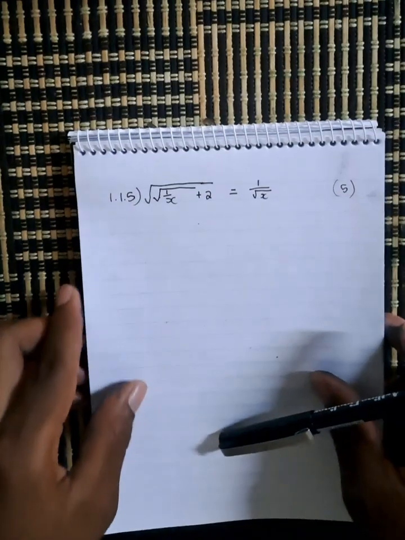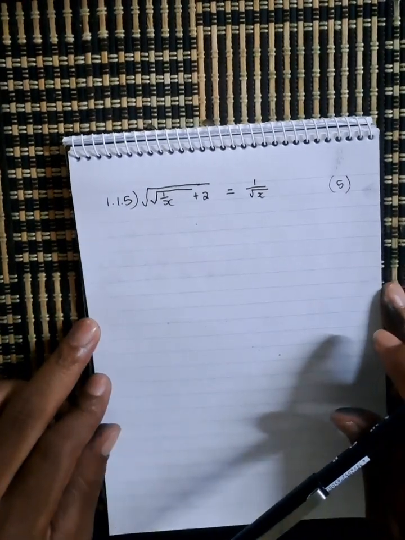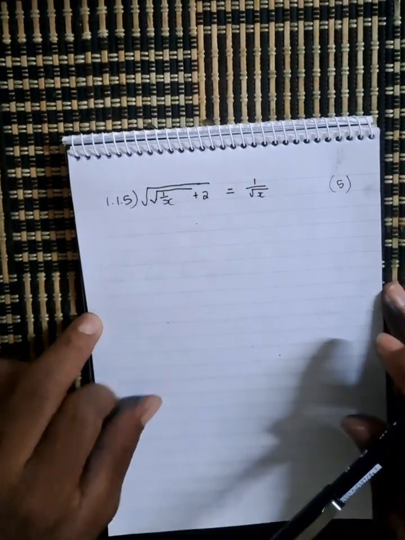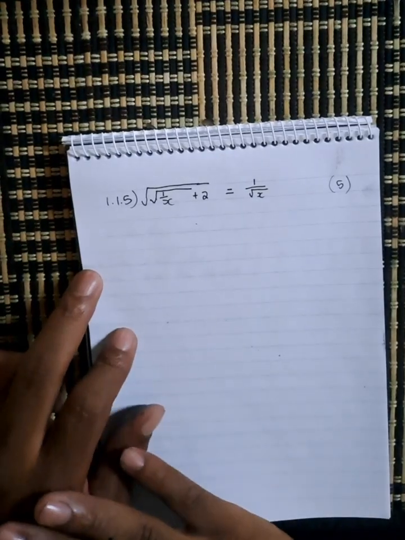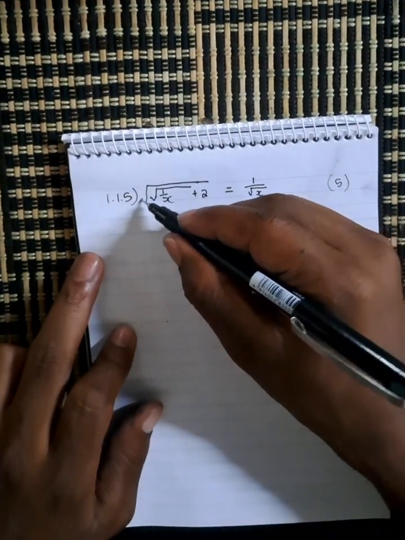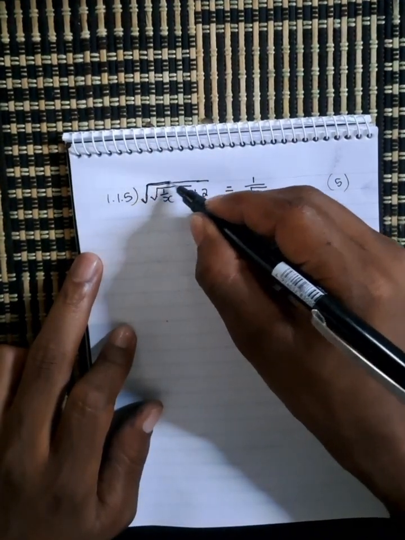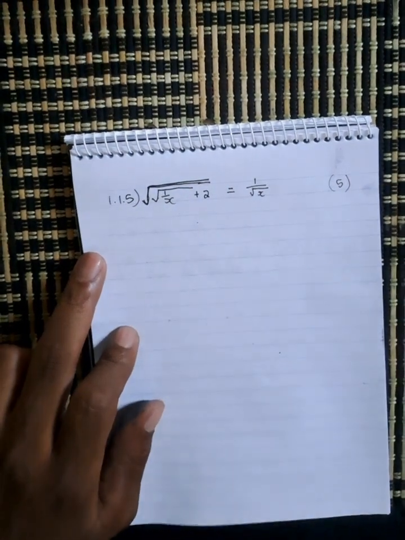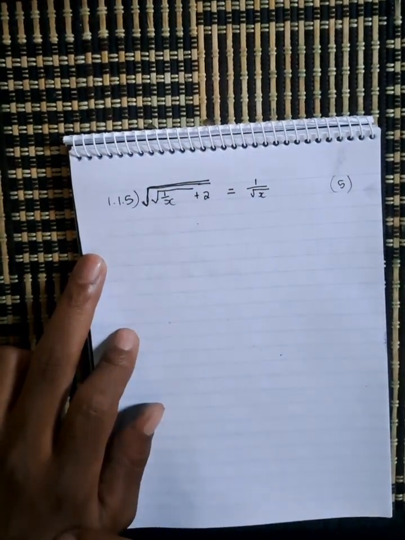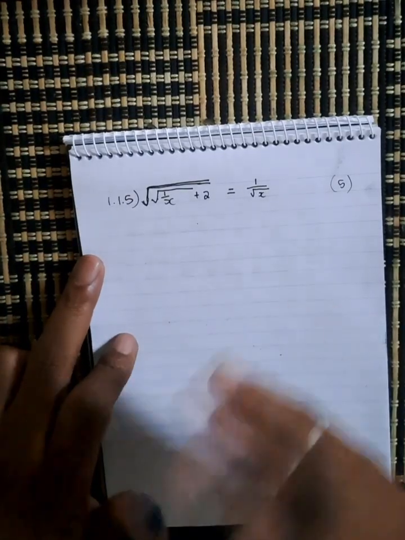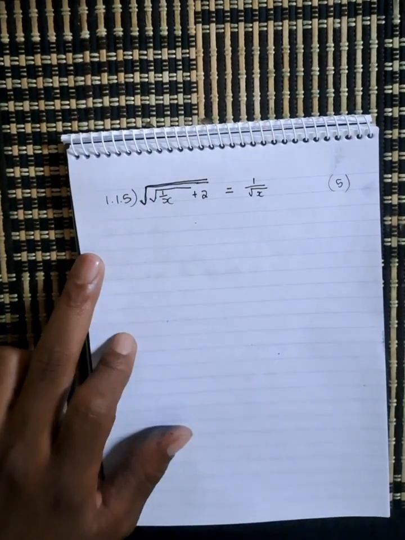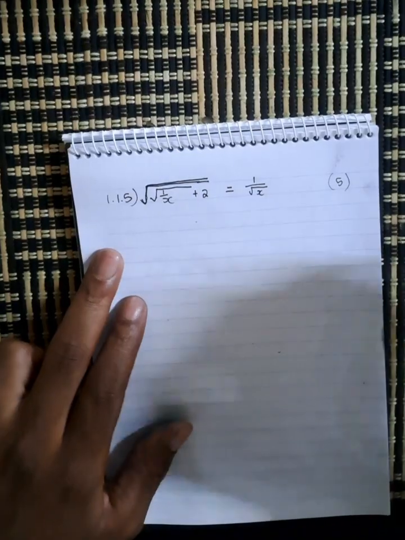Right, let's have a look at this one, 1.1.5. Looking at this one, we can see that the question has a surd form, right? So what we're going to do when a question has a surd form is that we're just going to square it both sides to get rid of the surd, right?